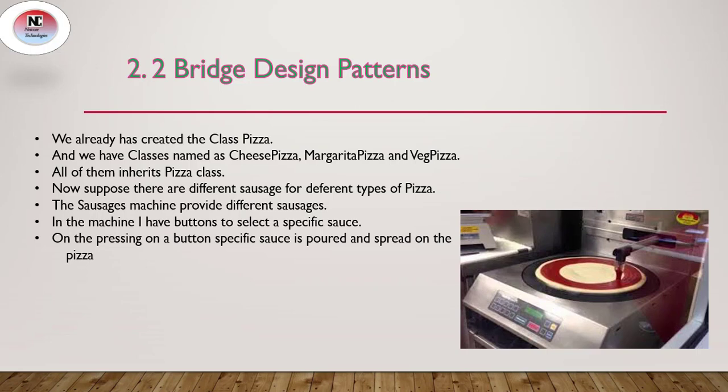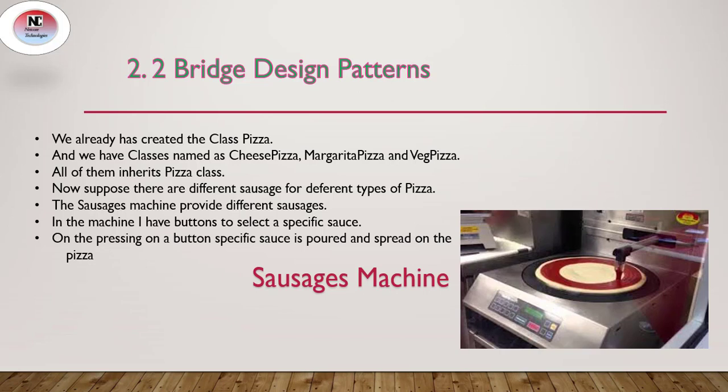Now I want to implement these things. So the pizza creation process should start. Over here I have three different sauces for cheese pizza, margherita pizza, and veg pizza. The sauce machines provide different sauces for all three different pizzas. In the machine, I have buttons to select a specific sauce. So it will call a specific method, and accordingly the specific sauce will be poured on the pizza. On pressing a button, the specific sauce is poured and spread on the pizza.